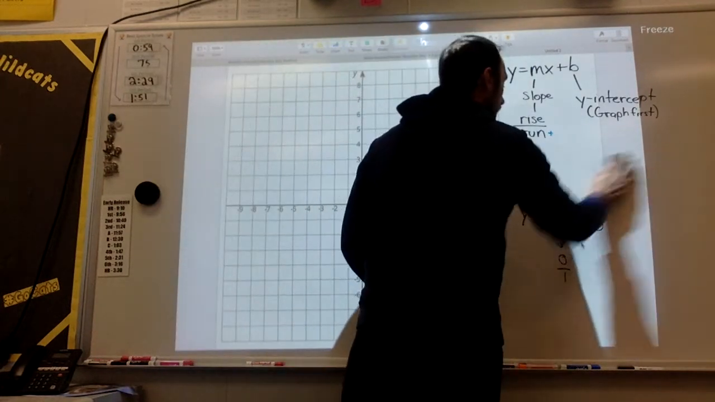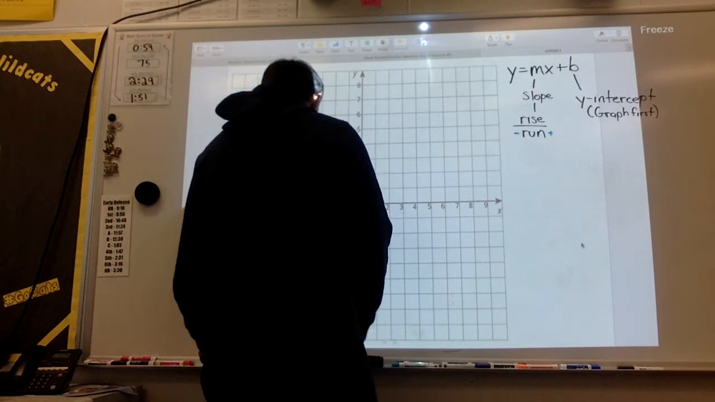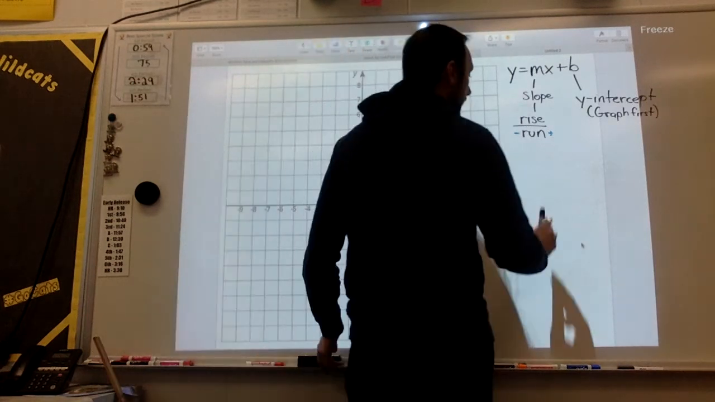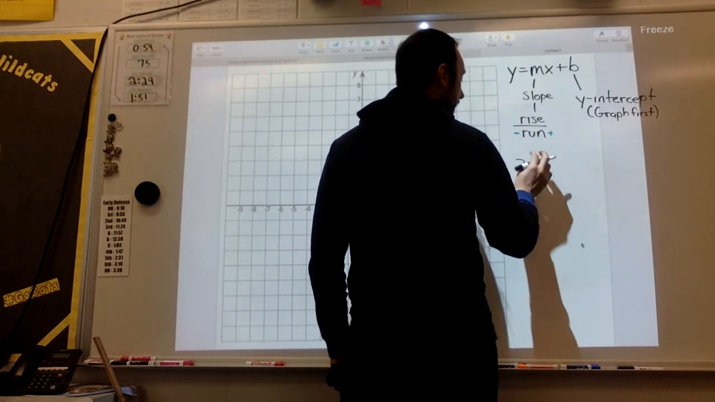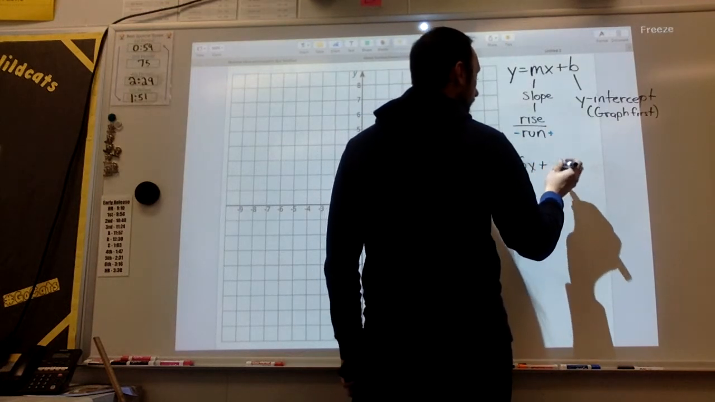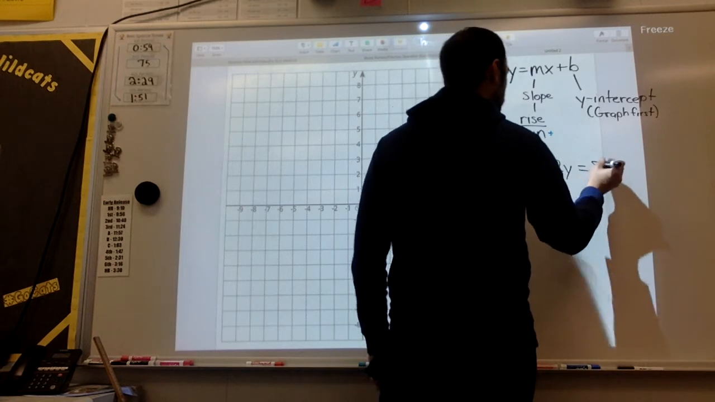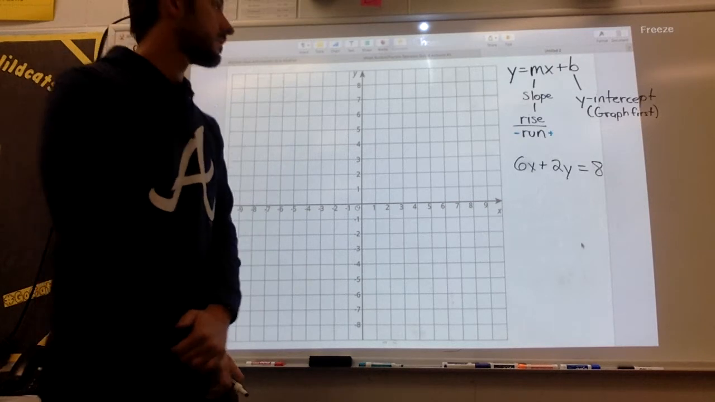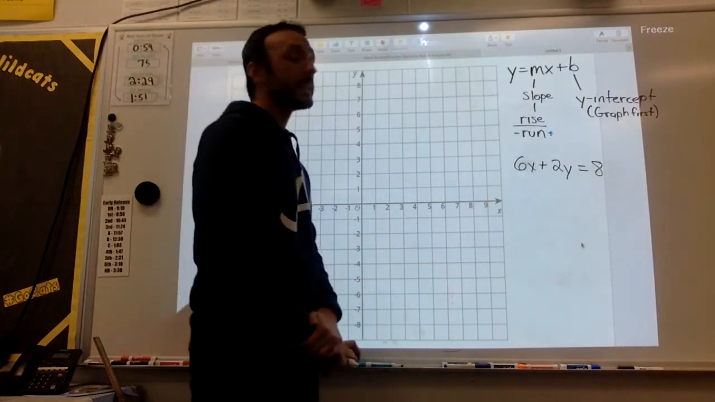And actually, let's do one more example. Let's make it a little more complicated. What if I gave you the equation 6x plus 2y equals 8? That's not even close to slope-intercept form, is it? No. But we did that.